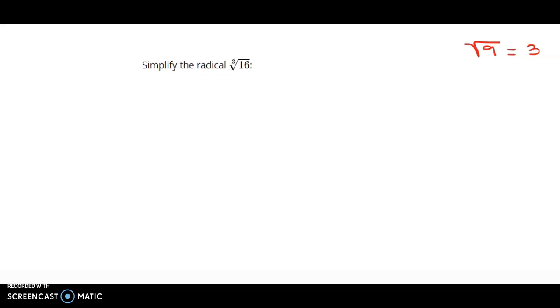So here we need to look for the cube root of 16. Now oftentimes we do the square root. So square root of a number is just asking which number times itself would be 9 in this case. So 3 times 3 equals 9, so the square root of 9 then is 3.